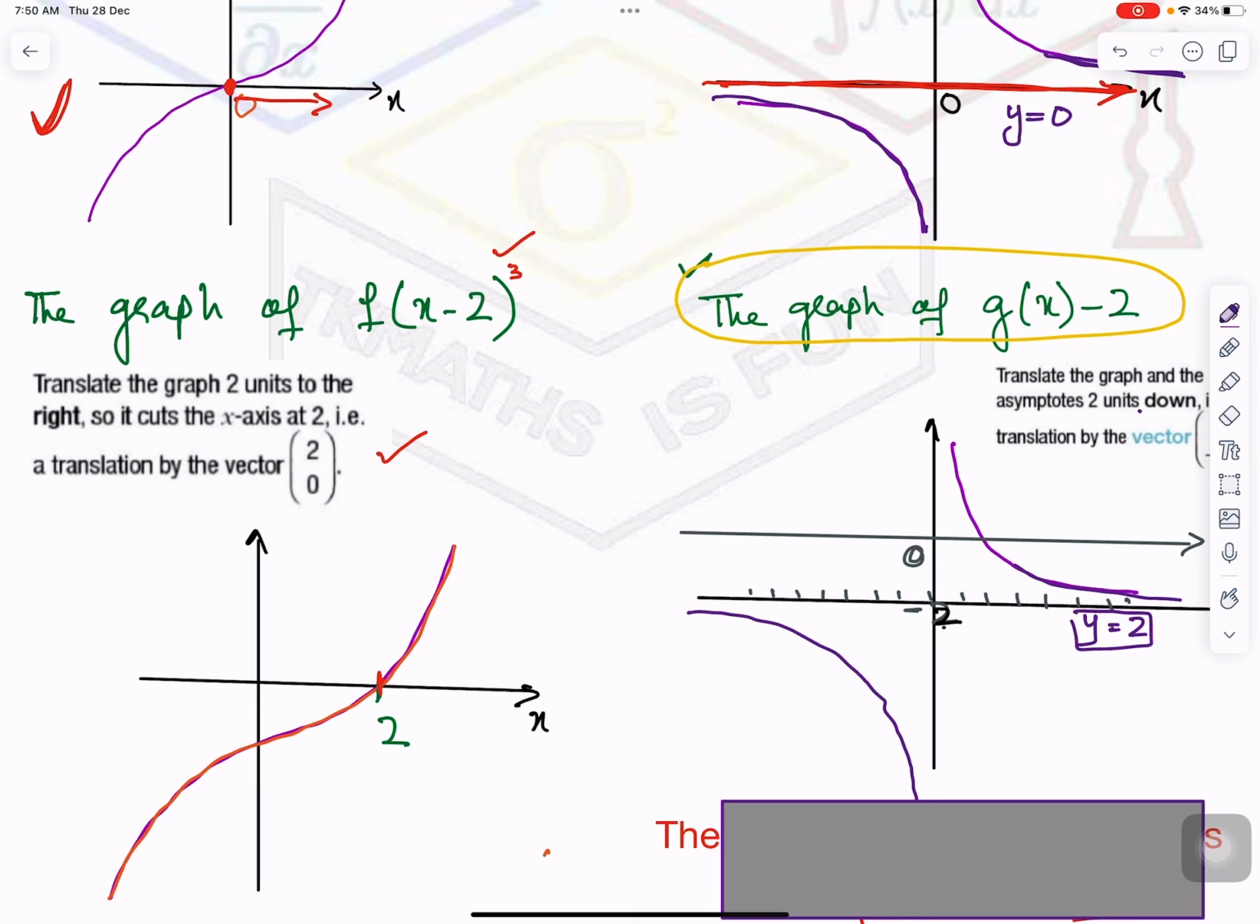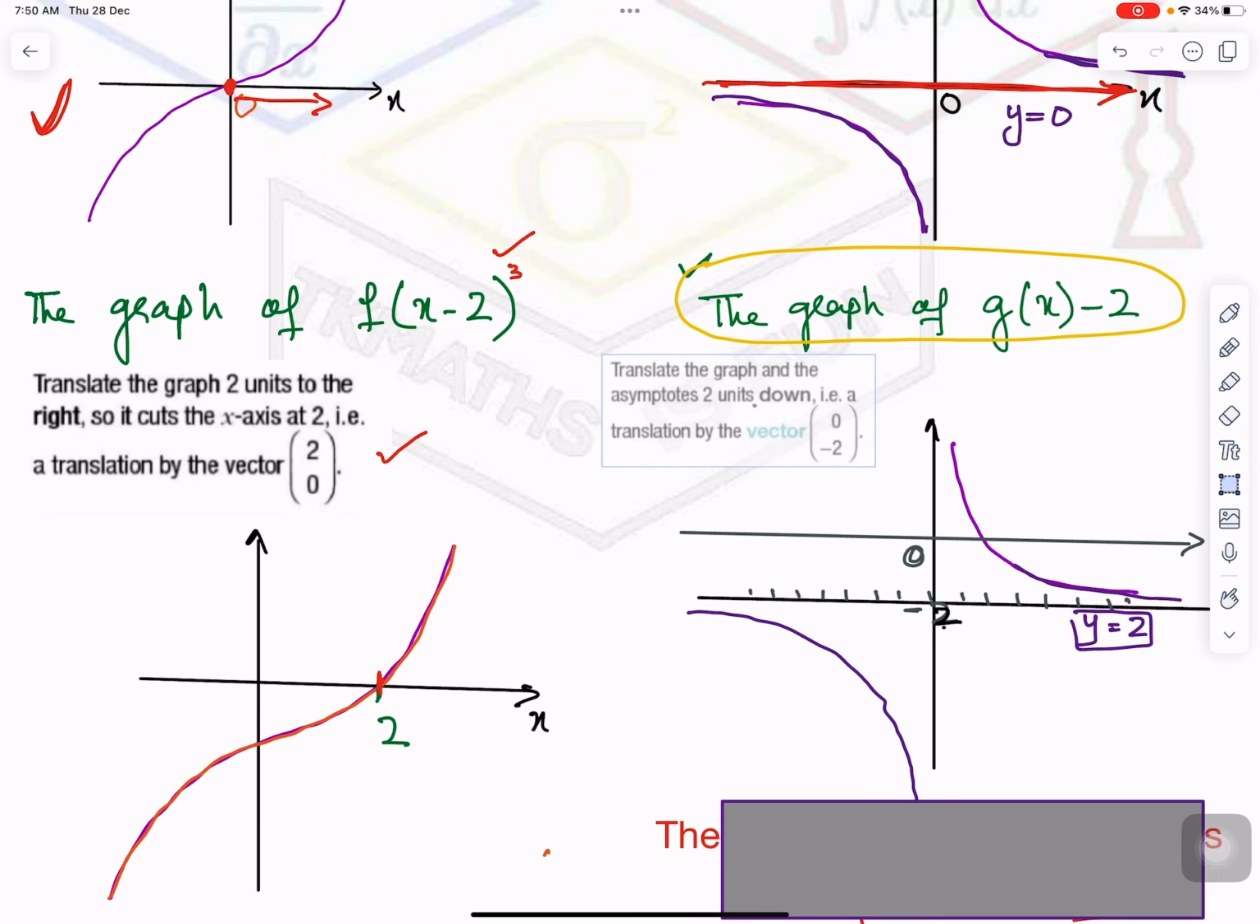And if you have to describe in words, how will you describe in words? You will say translate the graph. How many units down? 2 units down. And asymptote is y equals minus 2. And in vector form, you will write 0, minus 2.